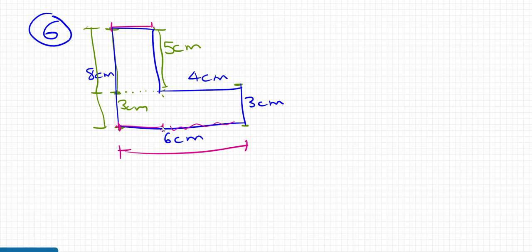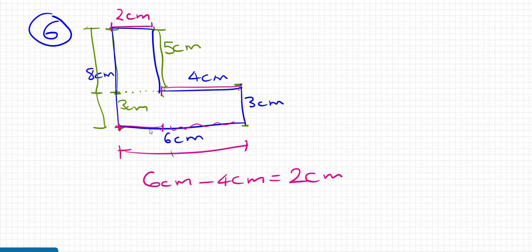Well, I know from here to here, it is 4 centimeters. So if I go 6, the whole line, take away the 4 centimeters, I will be left with that length here. So what is 6 centimeters take away 4 centimeters? Well, 6 take away 4 is just 2. And that is the length of this bit here, 2 centimeters. That's what I'm left with. So 6, take away that part, which is 4, leaves me with 2.